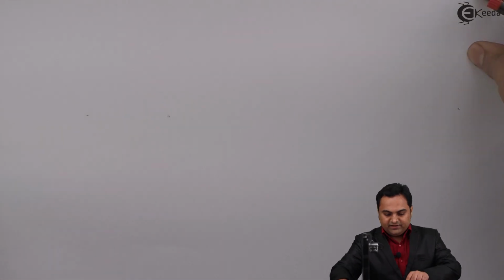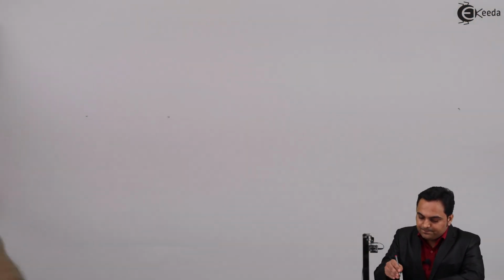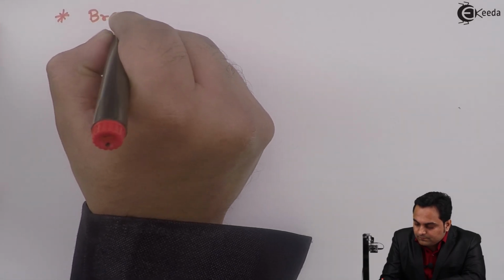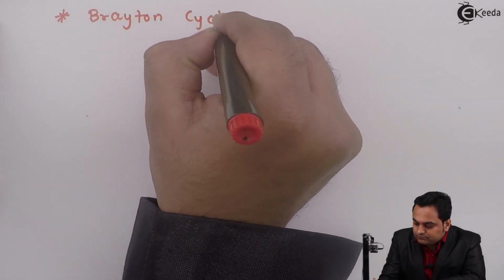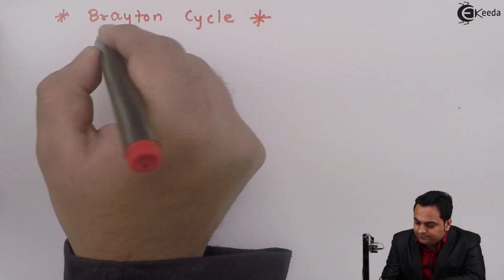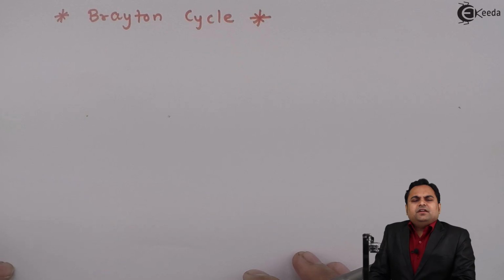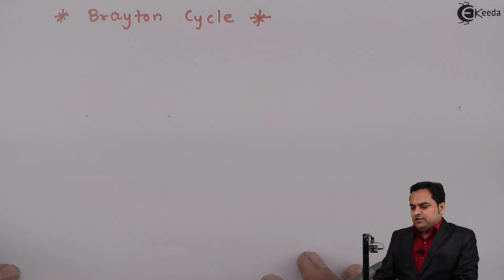Hello friends, here in this video we will see what is meant by Brayton cycle and its description. So the type of cycle we are going to study here is Brayton cycle. Now Brayton cycle, the other name for it is Joule cycle.